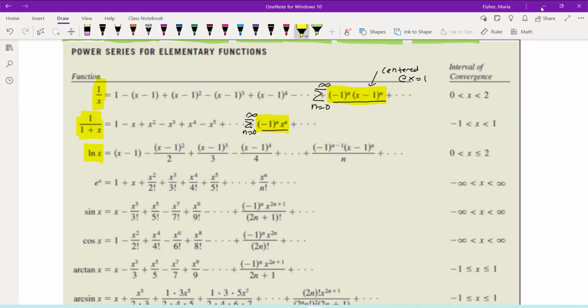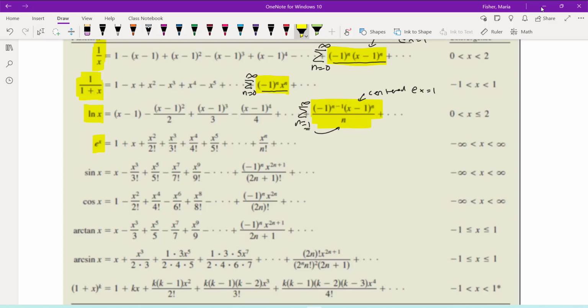If you wanted the series for the natural log of x, it's this one right here. It's the sum from n equal 1 to infinity of negative 1 to the n minus 1 times x minus 1 to the n all over n. Notice that this counter starts at 1 because we have an n in the denominator, so we can't start at 0. And just like the first one we looked at, this one is centered at x equal 1. So everything else, if you just have an x, is going to be centered at 0.